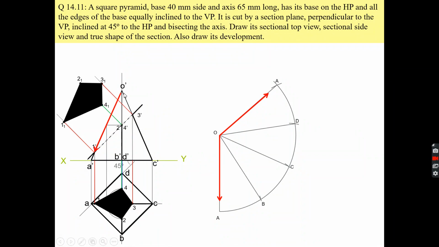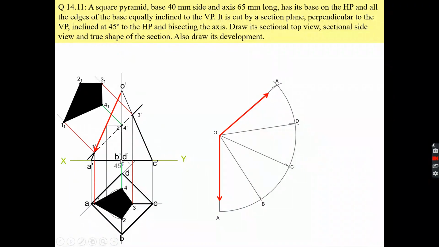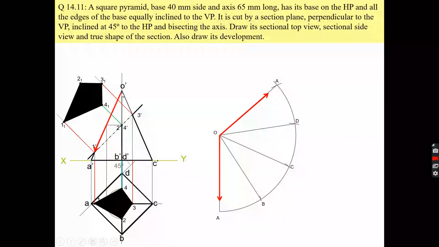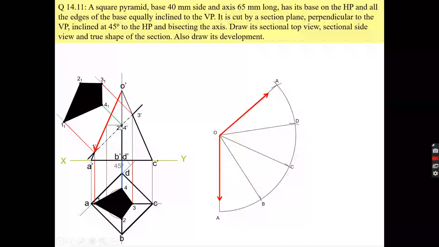You cannot directly measure the distance of these points from the O, because these slant edges OB and OD are not the true slant edge. How? You can see here OD and OB are perpendicular to the XY line, so perpendicular to the VP. So in the VP, the front view of that line will not show you the true shape of that slant edge. So how will you measure the distance of points 2 and 4 from the O?